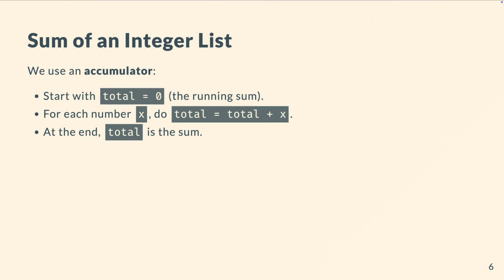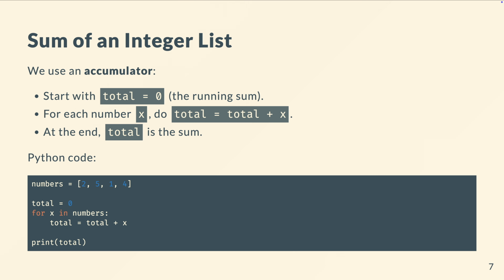Now that we can traverse a list, we can start doing useful work inside the loop. Now let's compute a sum. We use an accumulator, which means a running total. We start with total equals 0. Then for each number x, we update total to be total plus x. At the end, total is the sum of the whole list.